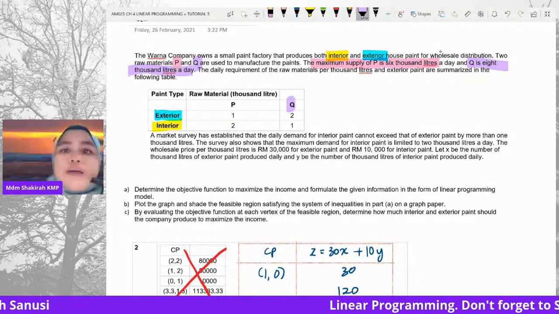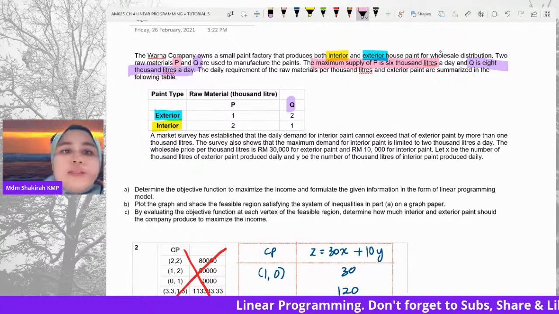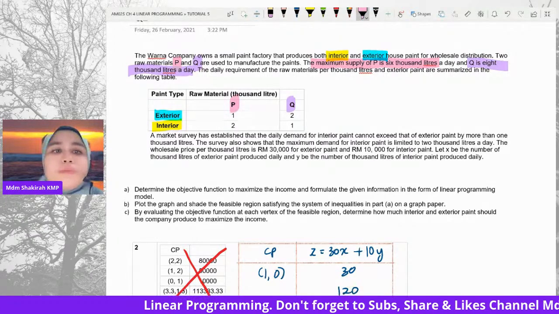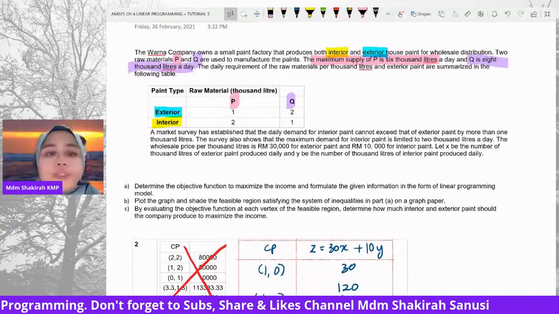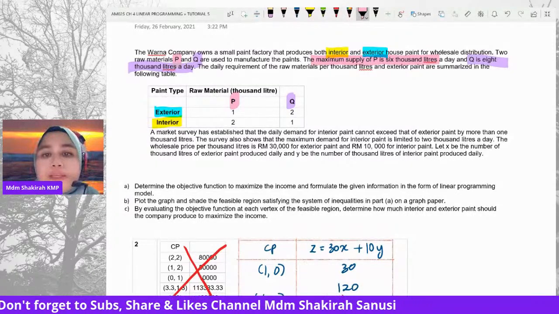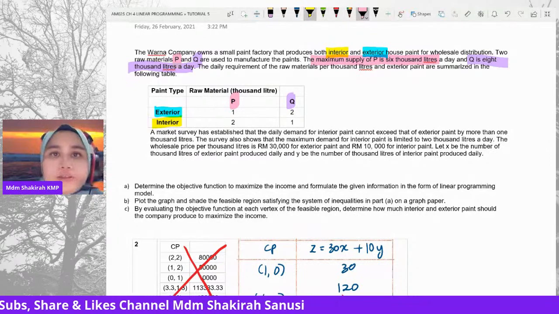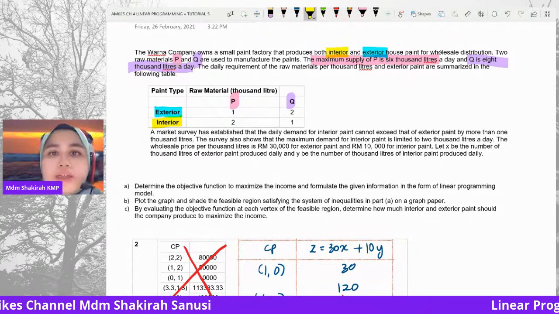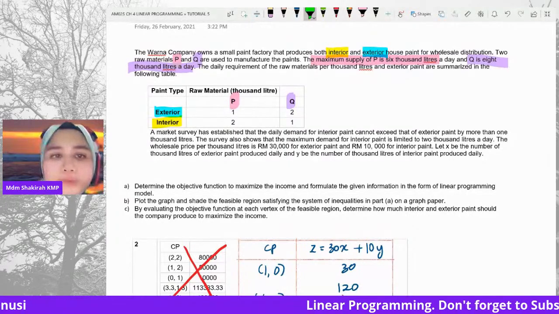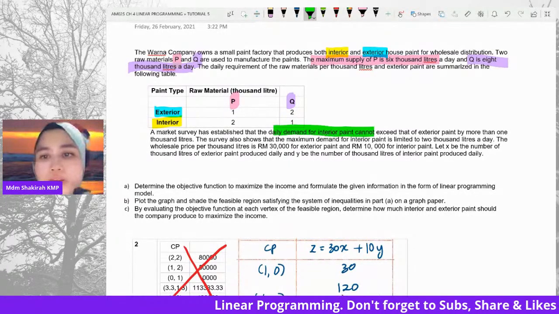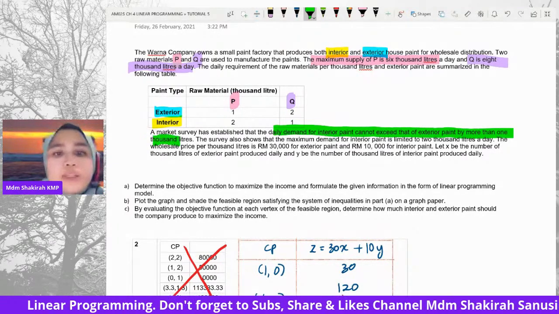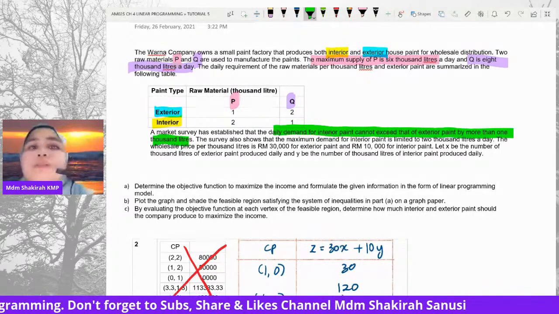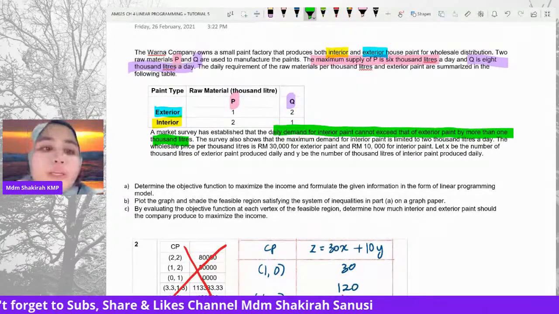Tu dah guna highlight awak tau. Tak highlight semua benda pun tak apa, asalkan you boleh nampak perbezaan dia. Okay, a market survey has established that the daily demand for interior paint cannot exceed. Ini syarat, this is another condition. Okay, cannot exceed the exterior by more than 1,000 liter. Apa maksud ayat tu? Kena faham satu persatu ayat.